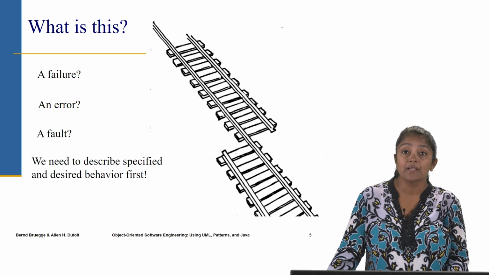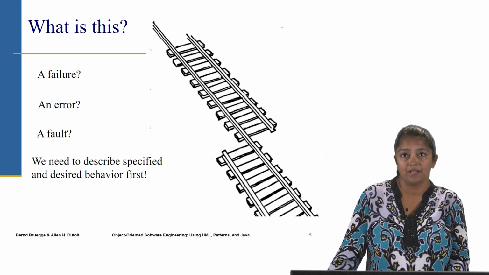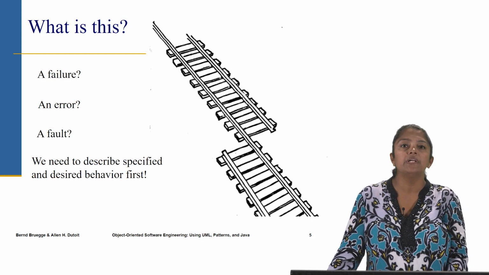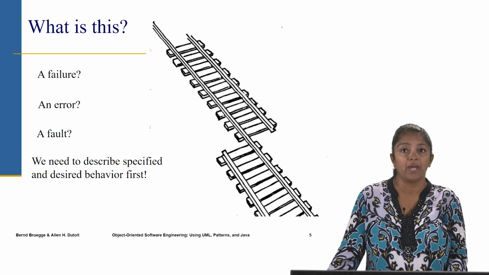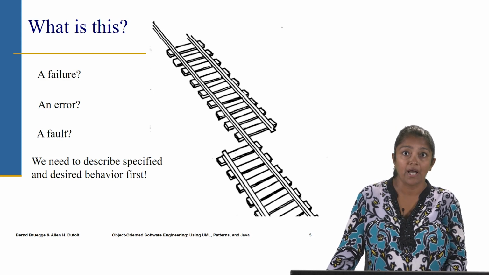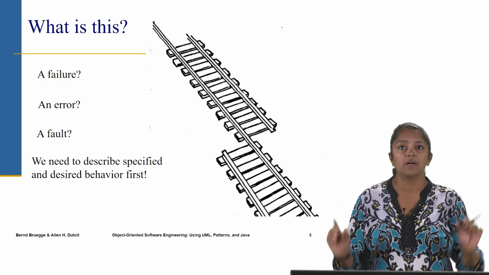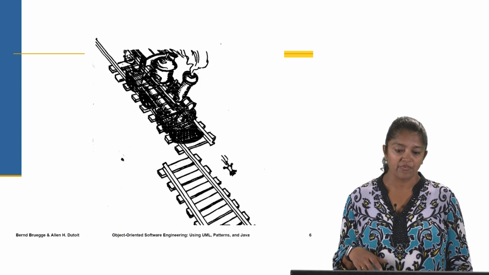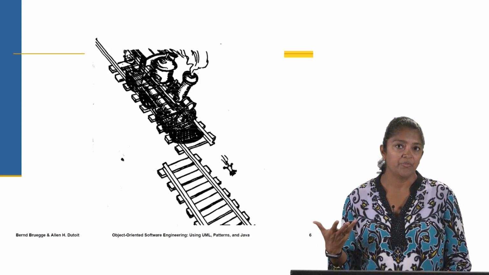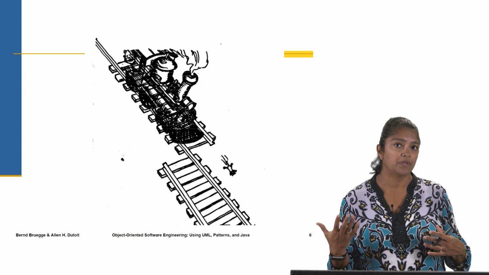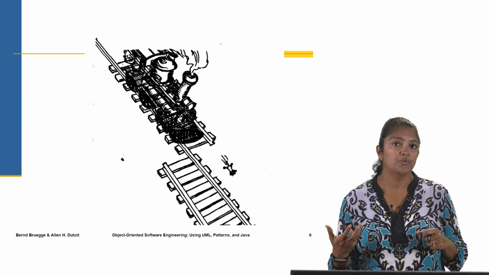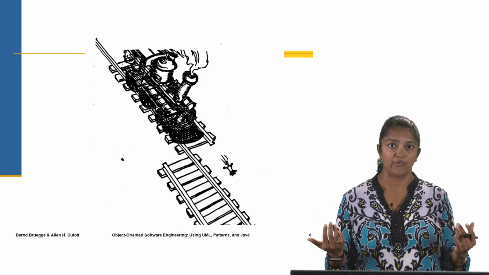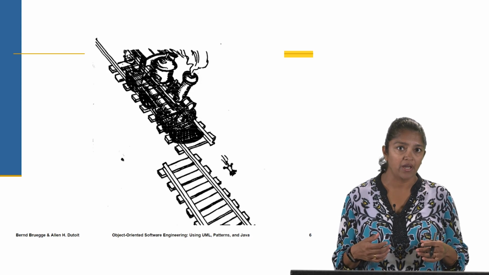Now, the question is hard to answer if I don't specify in the first place what the desired behavior is for the system that I'm showing. So we need to know what that desired behavior is first before being able to answer the question. So always that specified behavior is to be known. Now say the specified behavior is that it's a train track, and a train or an engine of a train should be able to move from one end of the track to the other end successfully. So, say that's the specified behavior.